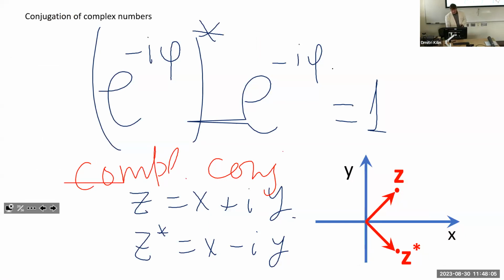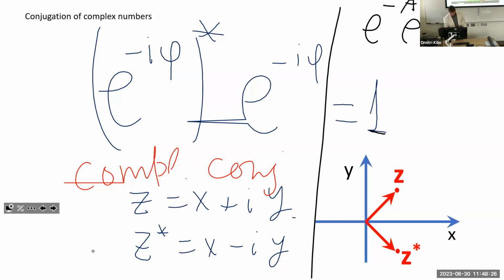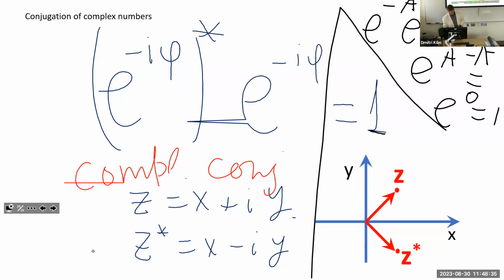Okay. If one multiplies two complex numbers with opposite phases, the result is 1. So e to the power minus a times e to the power a will be 1, right? Because e to the power a minus a will be e to the power 0, equals 1. Same with imaginary. This property is used very broadly in physical chemistry and quantum mechanics through the following operation.